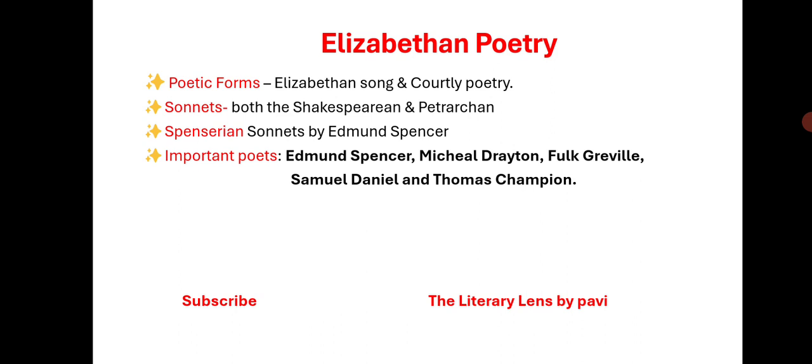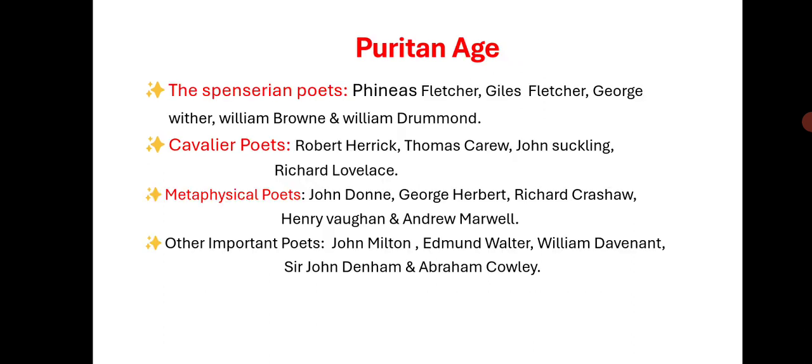Sonnets by Edmund Spenser flourished. Important poets like Edmund Spenser, Michael Drayton, Samuel Daniel, and George Chapman each contributed in a unique way to the literature. Next, the Puritan Age. Literature was reshaped in this period because of its strict religious and political rules.